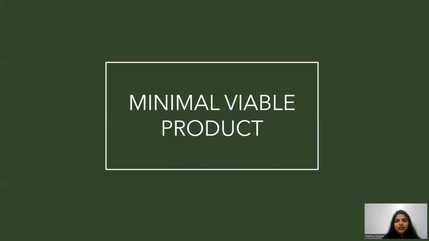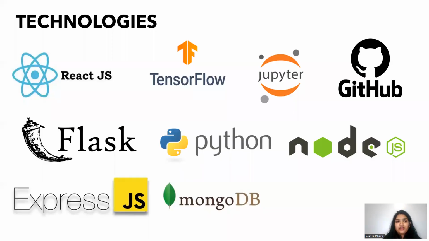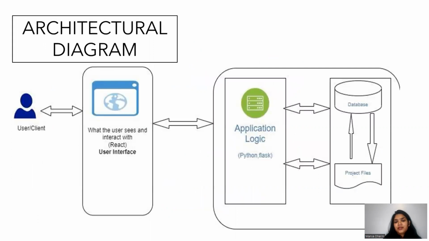Minimum viable product. So we would like to implement a few of the following features as our part of the MVP. We have created user registration, a login page, a home page, and we displayed all the features on this home screen of the application. We implemented a particular feature called the maintenance calorie calculator. We have used the technologies React JS, Jupyter, GitHub, Flask, and TensorFlow. TensorFlow we used to capture the images because our project is mainly based on it. And for the backend, we have used Python, Node JS, Express.js, and MongoDB. The architectural diagram will be discussed by Satvik.